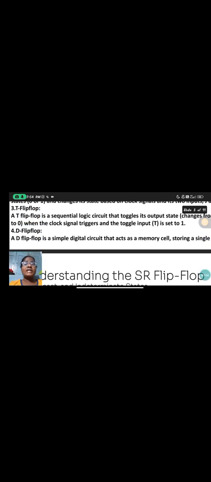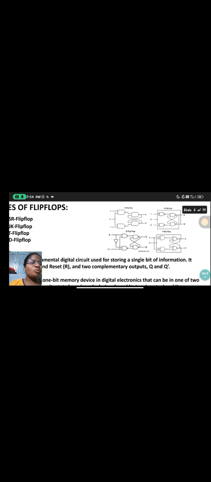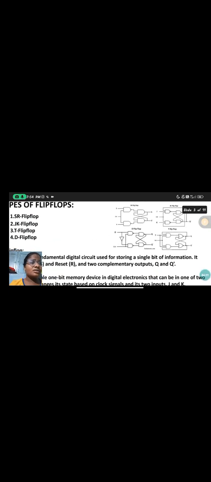Next one is D flip-flop. A D flip-flop is a simple digital circuit that acts as a memory cell storing a single bit of data. See these diagrams once again. There are small differences between these diagrams, and all are the same.